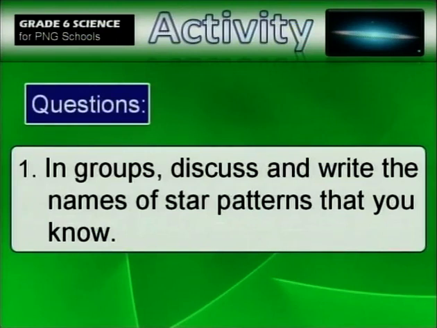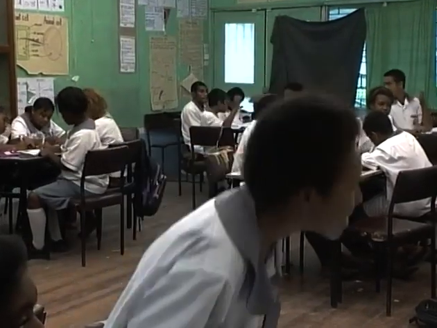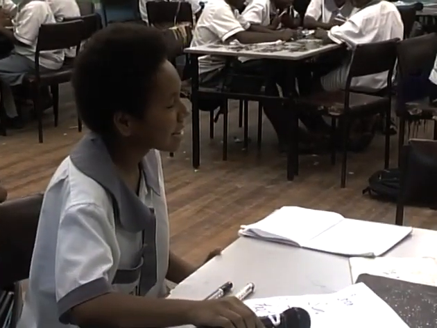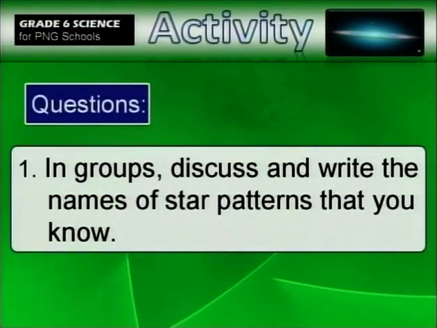Let's have another group to give an answer for question number 1. Thank you. Orion. Orion, very good. Okay, yes, that's one of the star patterns, or that's the name of one of the star patterns. Very good. Orion's, or we say Orion's belt.